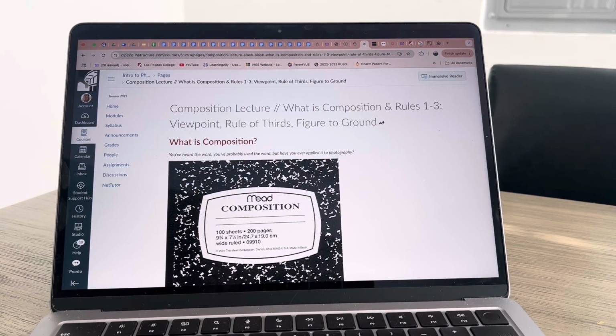Composition lecture. What is composition? And rules 1 through 3: viewpoint, rule of thirds, figure to ground. All right, let's see what we're going to learn today. First lecture: what is composition? You've heard the word, you've probably used the word, but have you ever applied it to photography?